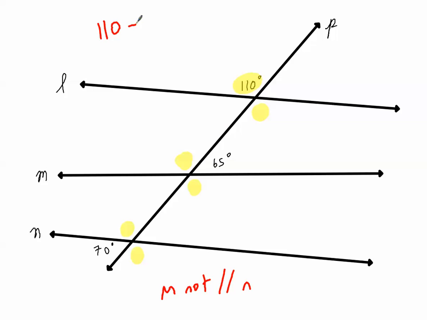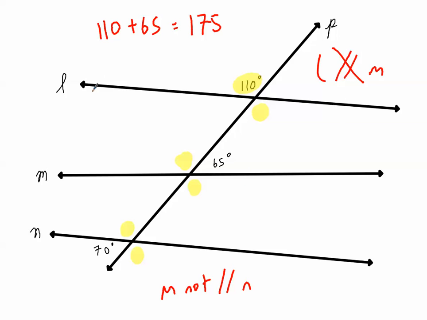Does 110 plus 65 equal 180? It actually equals 175. So because big plus small does not equal 180, the line that this is touching, L, will not be parallel to M. L is not parallel to M. Put a slash through it. It means not parallel because those two lines mean parallel.